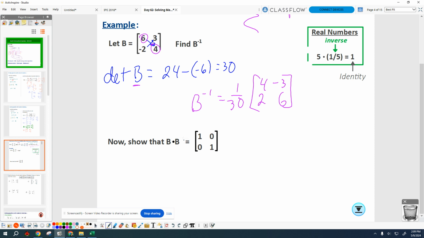And to prove that it's an inverse, if I multiply this guy by this inverse, B inverse times B, I should get the identity matrix out. Margot, what dimensions, what size is that identity matrix going to be? It would still be 2x2.